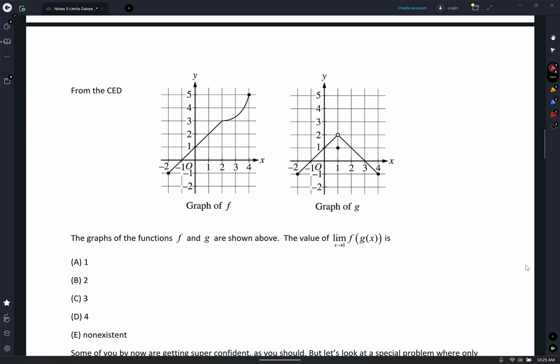So the graph of the function f and g are shown above. The value of the limit as x approaches 1 for this function is. So how do I do this first? You're going to look at g. So limit as x approaches 1 for g of x. So look at g of x first. What is that limit? You're looking for the limit. You're not looking for the value of that function at 1, but the limit. 2. And I take that 2 and I put that into the f, right? What is f of 2? There you go.